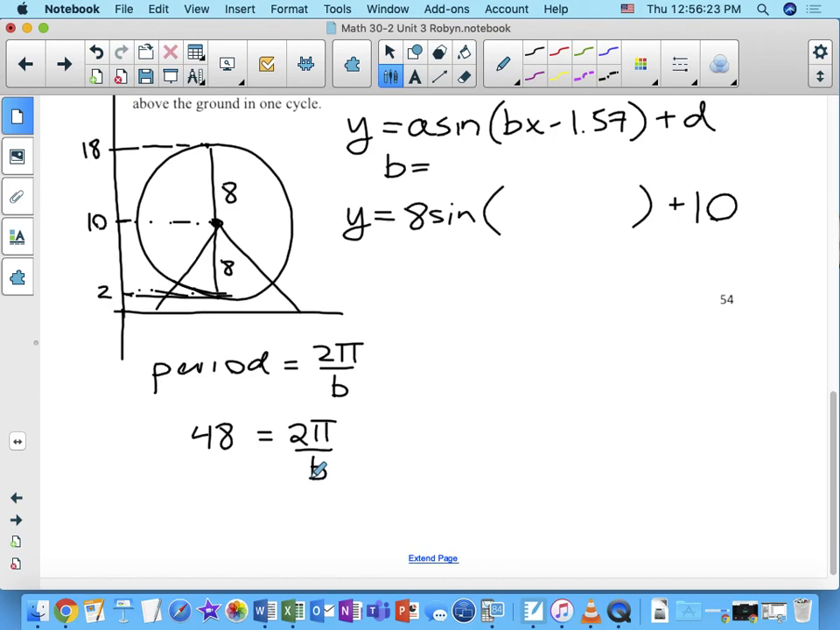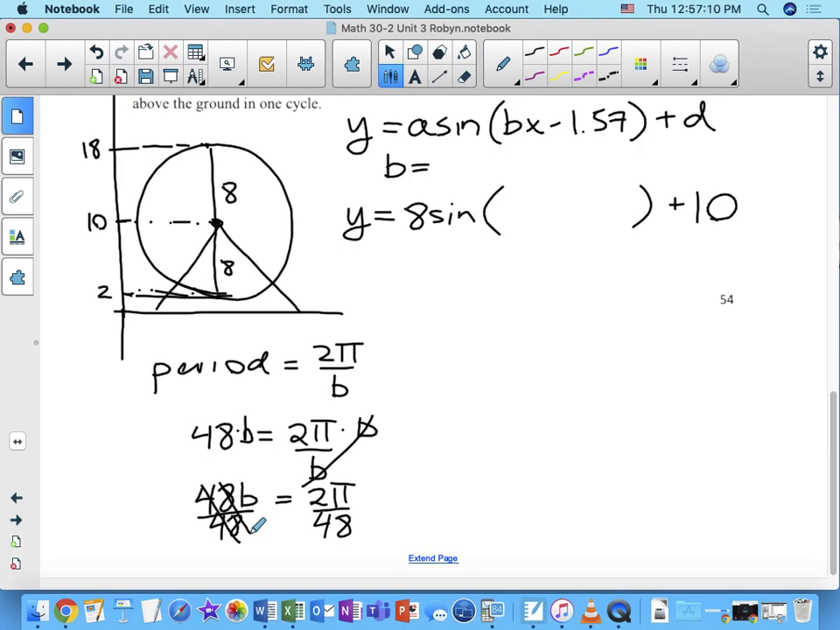Here's a little review of rational equations. Of course, B cannot equal 0. Okay, so we've got 48B equals 2 pi. And now what? Divide by 48. Okay? So we get that B equals 2 pi over 48. Now that ended up being B equals 2 pi over the period. So what happened is that the period and the B value in the formula just swap places. If you can remember that, you could take that shortcut. If you don't remember that, you need to know how to solve for B.